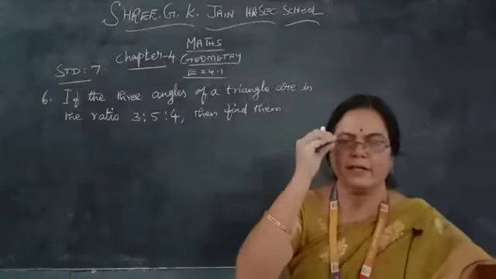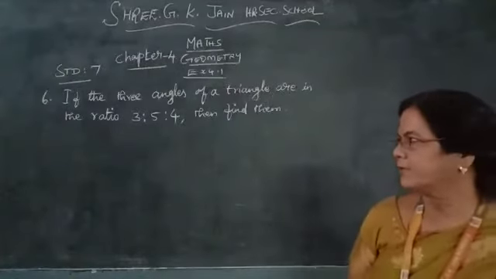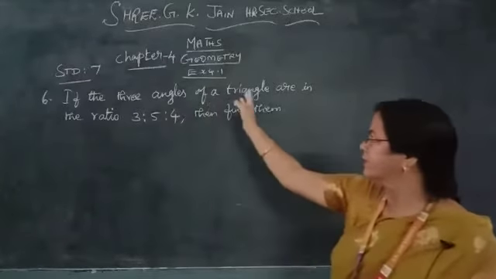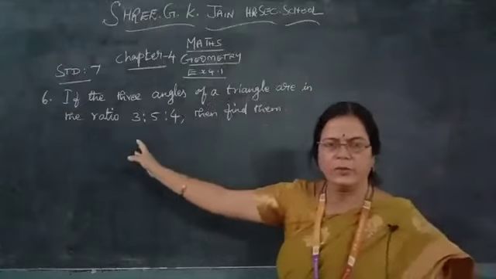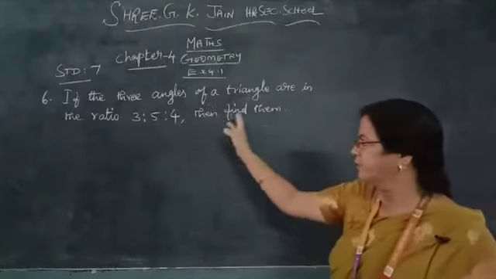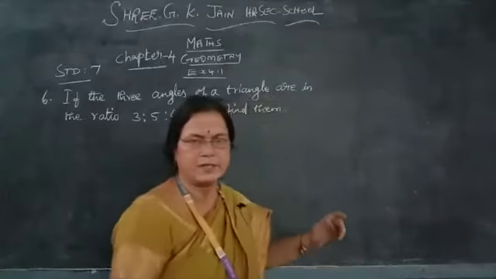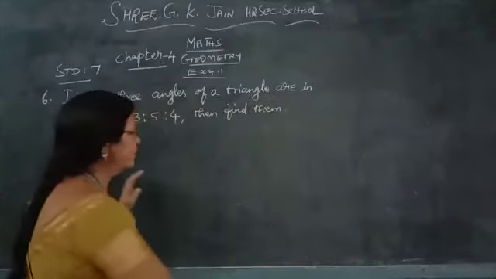Okay children, now we are going to see the 6th question. If the three angles of a triangle are in the ratio 3:5:4, then find them. So here the ratio is given, isn't it? Shall we do the sum now?